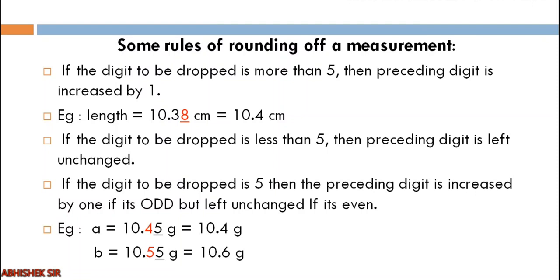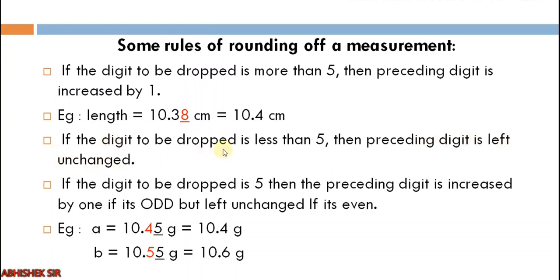For example, first rule: if the digit to be dropped, the last one, is more than 5, then the preceding digit is increased by 1. So in a length measurement, if there is 10.38, you see the last digit is more than 5. So what we do? We increase the preceding digit by 1. So this 8 will be dropped and this 3 will be increased by 1. So 10.4 centimeter. Clear? So this you already knew. Now if the digit to be dropped is less than 5, then the preceding digit is left unchanged.